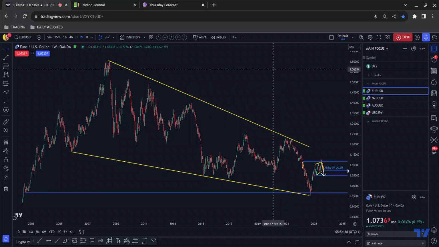So I have four pairs on watch today. Those are Euro dollar, Kiwi dollar, Aussie dollar, and dollar yen.